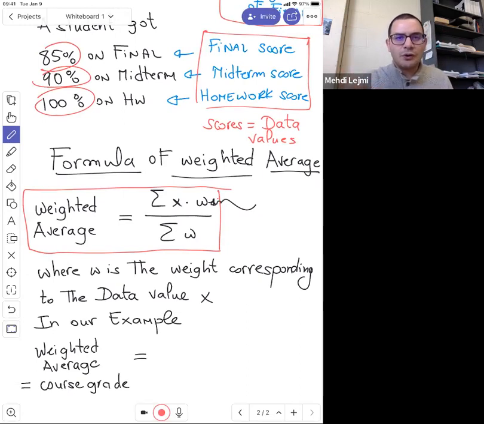X again is just the data value, the score of the student. For example, on the homework, the score of the student in the homework. The student got 100% on the homework, right? So 100% on the homework is the data value. So 100%.